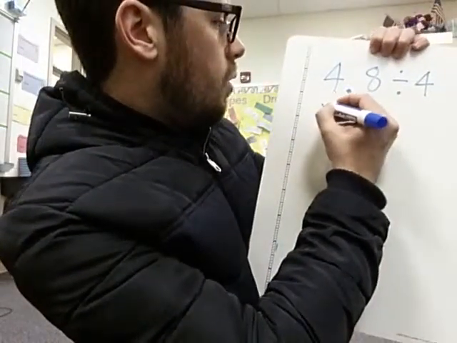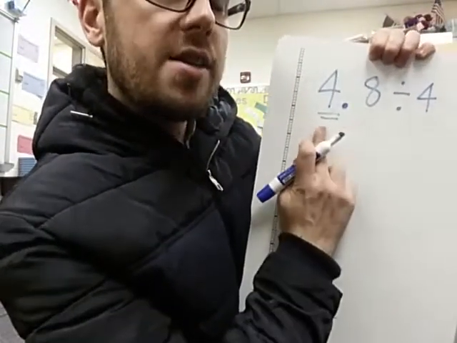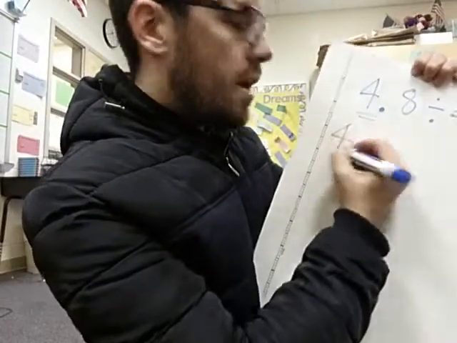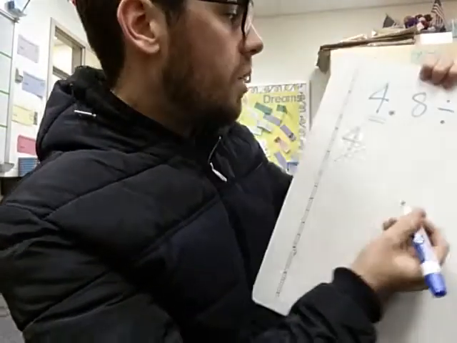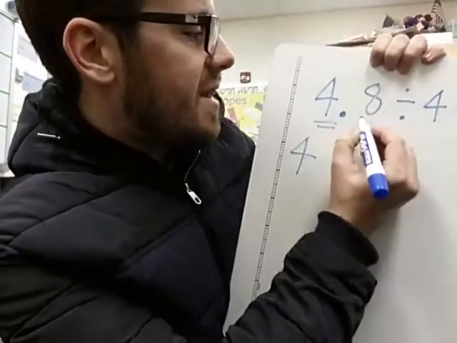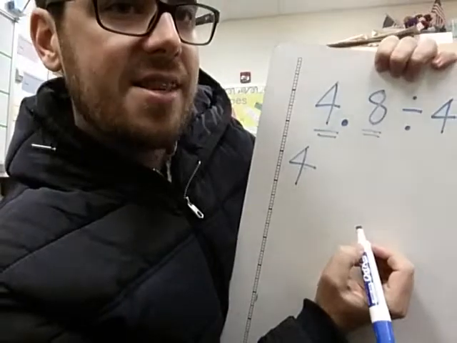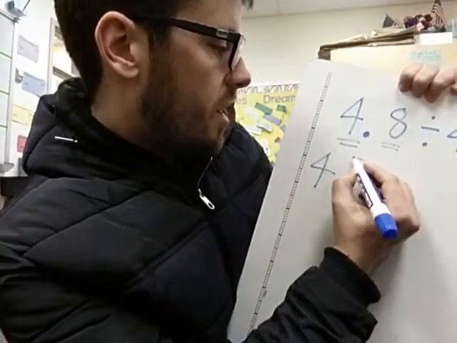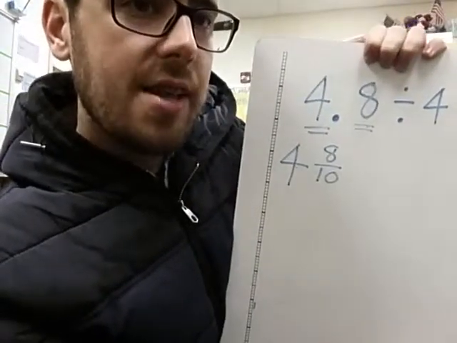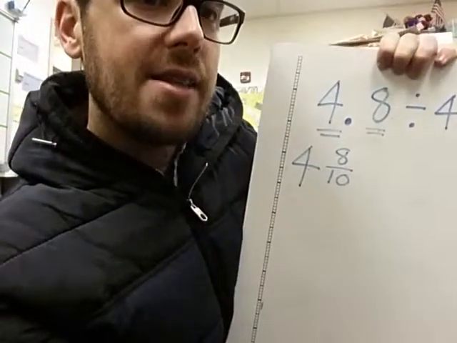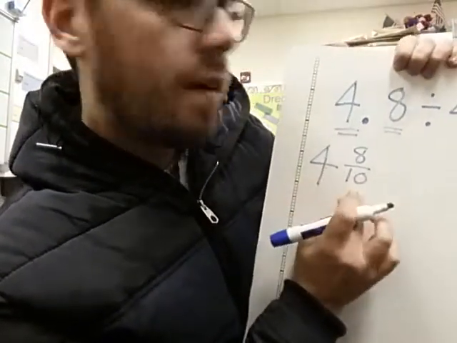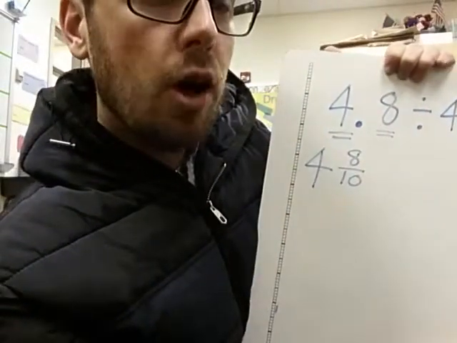Now, we know that we have 4 wholes here because in our ones place, we've got a 4. So go ahead and we're going to make a mixed number, all right? There's our whole. Now here, we've got 8 tenths, okay? We know it's 8 tenths because 8 is in the tenths place. So another way to write 8 tenths as a fraction is 8 over 10, just like that, okay? So that's it as a mixed number. 4.8 is the same thing as 4 and 8 tenths, all right?